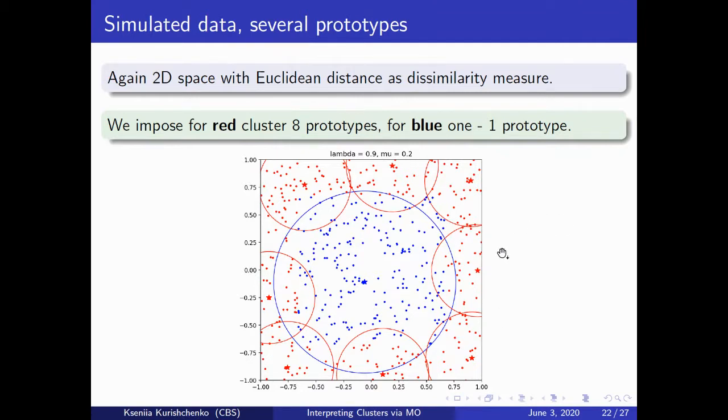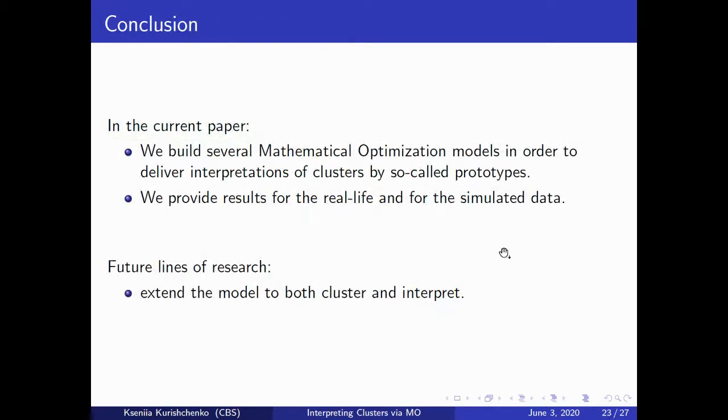Okay, so that's it for my results part. In conclusion, I want to mention again, we built several mathematical optimization models in order to deliver annotations of clusters by so-called prototypes. So we explain our cluster by some individuals, which is the space of our cluster, and we provide results for real-life data and for simulated data. And as an extension for this model, we are going to try to incorporate, as I said in the very beginning, the clustering procedure into the mathematical optimization problem.